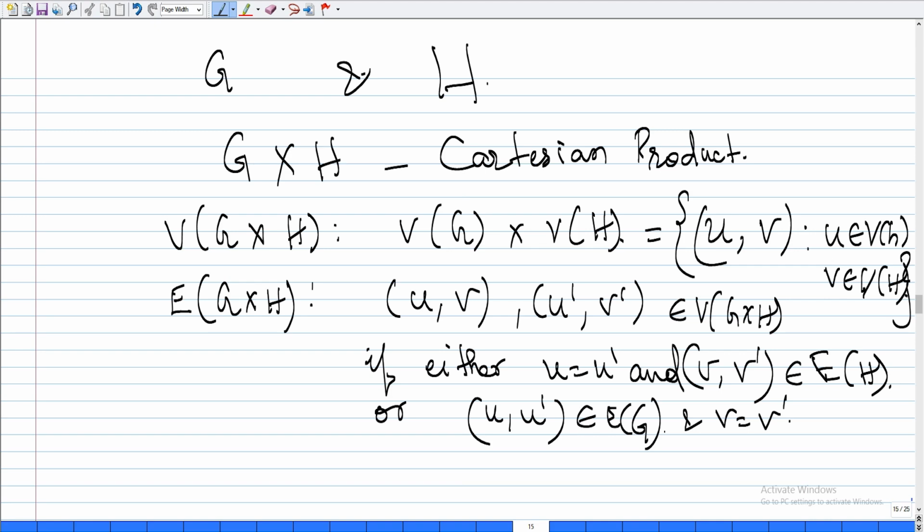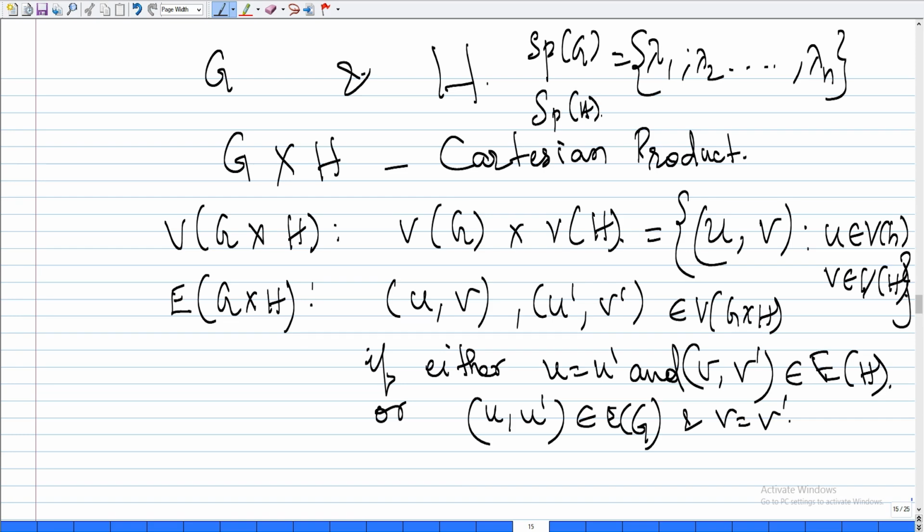Edge set of G and v is equal to v prime. Suppose I start with the condition that we are looking for: the spectrum of G is lambda 1, lambda 2, ..., lambda n, on n vertices. G is on n vertices, H is on m vertices, and the spectrum of H is mu 1, mu 2, ..., mu m. Then what can we say about the spectrum of G cross H? Okay, I will tell you that.